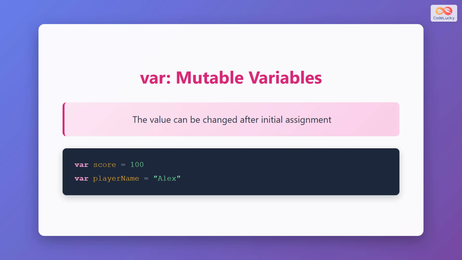Now let's look at var. When you need a variable whose value can change, you use var to declare it. For example, you might declare var score equals 100 or var player name equals Alex. These variables are designed to be modified as your program runs, making them perfect for counters, user input, or any data that needs to be updated.